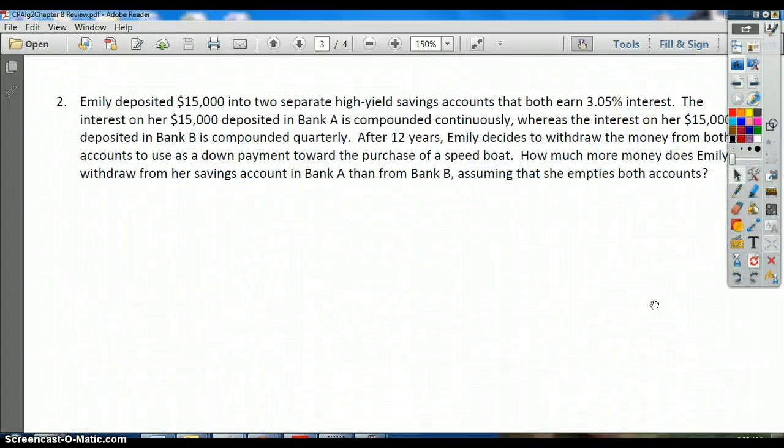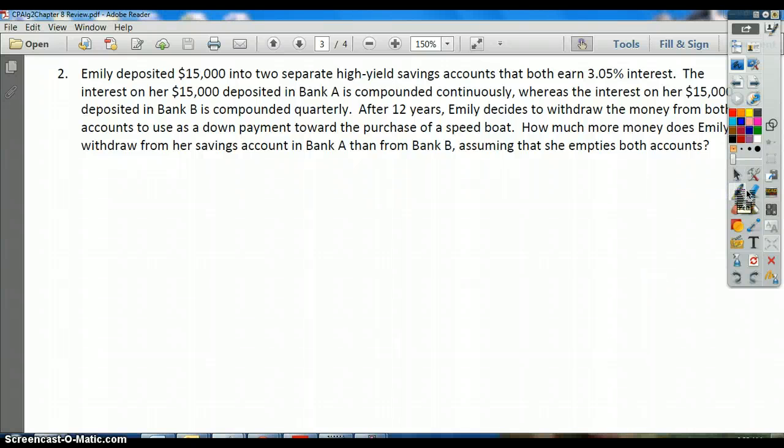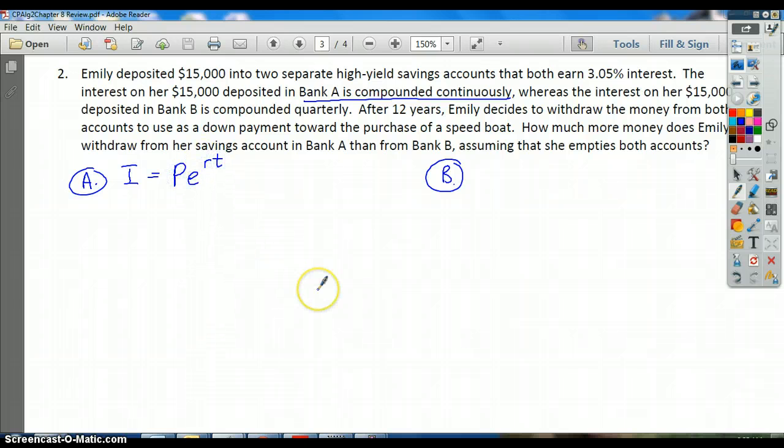Moving to number 2 with our bank problem. Emily is depositing $15,000 into 2 accounts, one with Bank A, one with Bank B. Now Bank A is compounding continuously, so that means how much money we make equals P times e to the rt. Whereas Bank B is compounded quarterly. So it's a growth model dealing with compounding interest quarterly. So this is our formula that we're using.